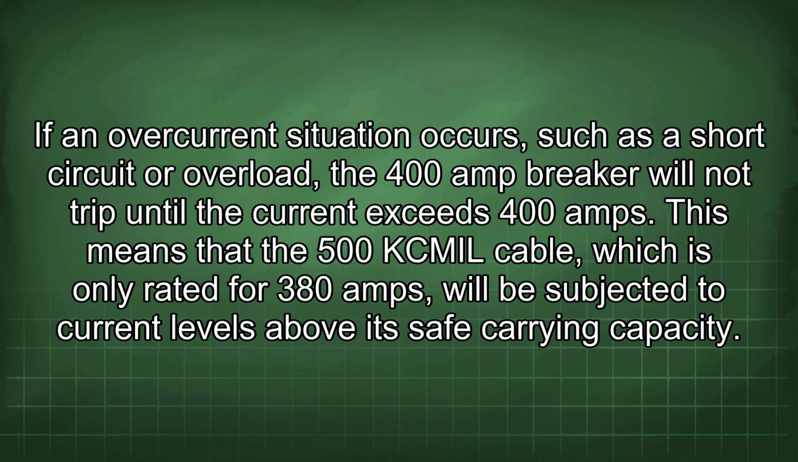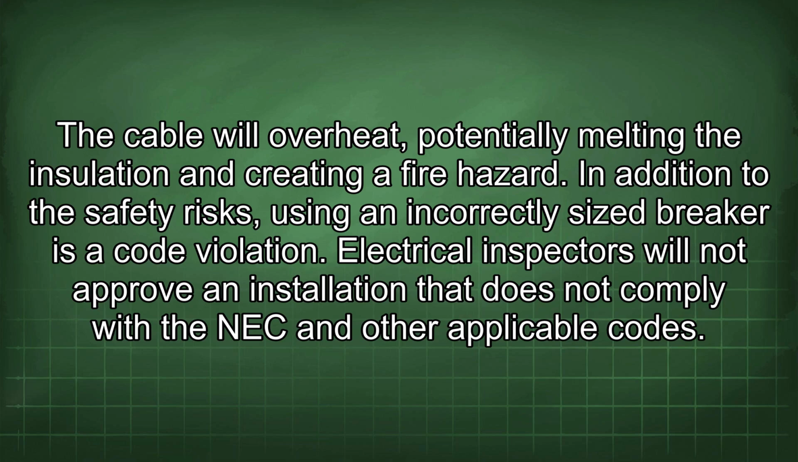If an overcurrent situation occurs, such as a short circuit or overload, the 400 amp breaker will not trip until the current exceeds 400 amps. This means that the 500 kCmil cable, which is only rated for 380 amps, will be subjected to current levels above its safe carrying capacity. The cable will overheat, potentially melting the insulation and creating a fire hazard.